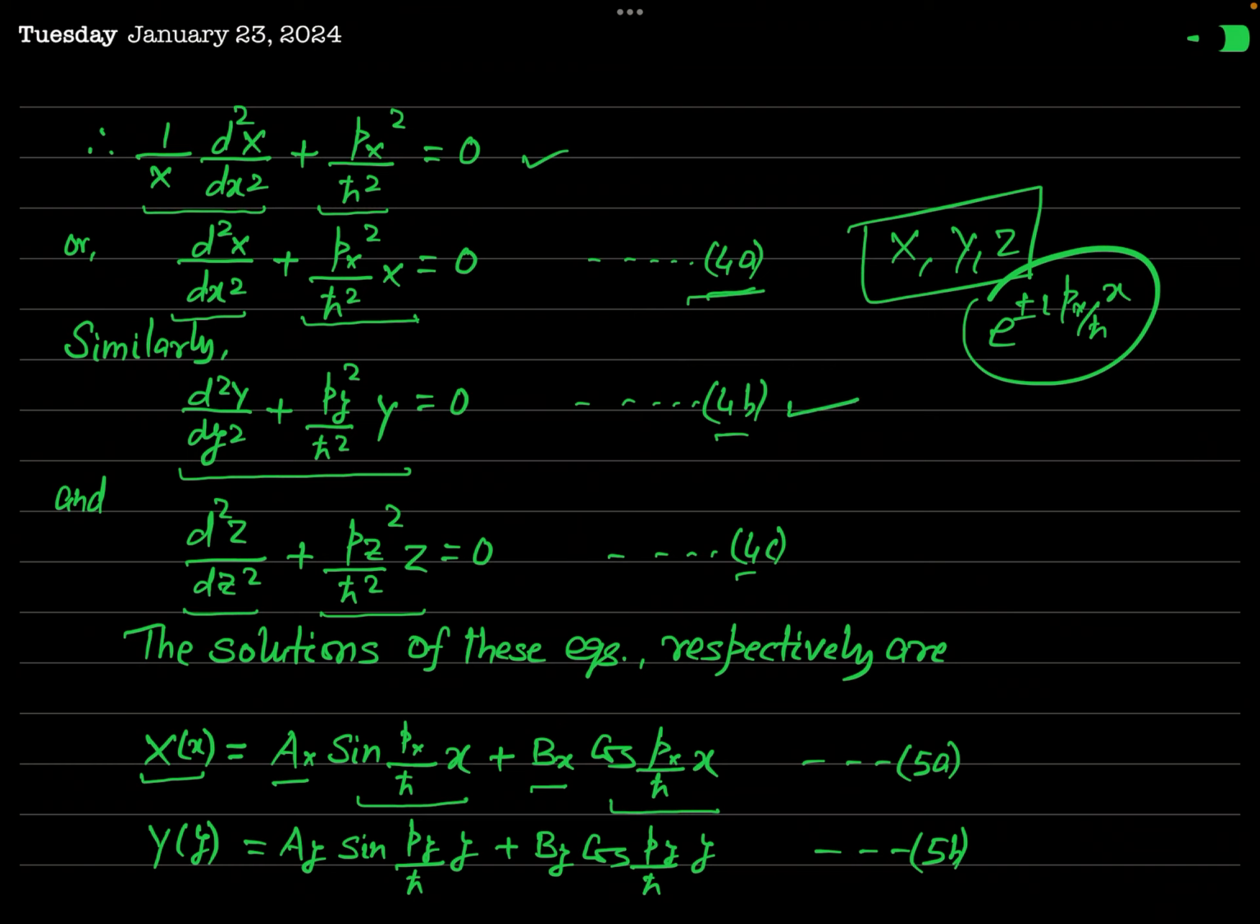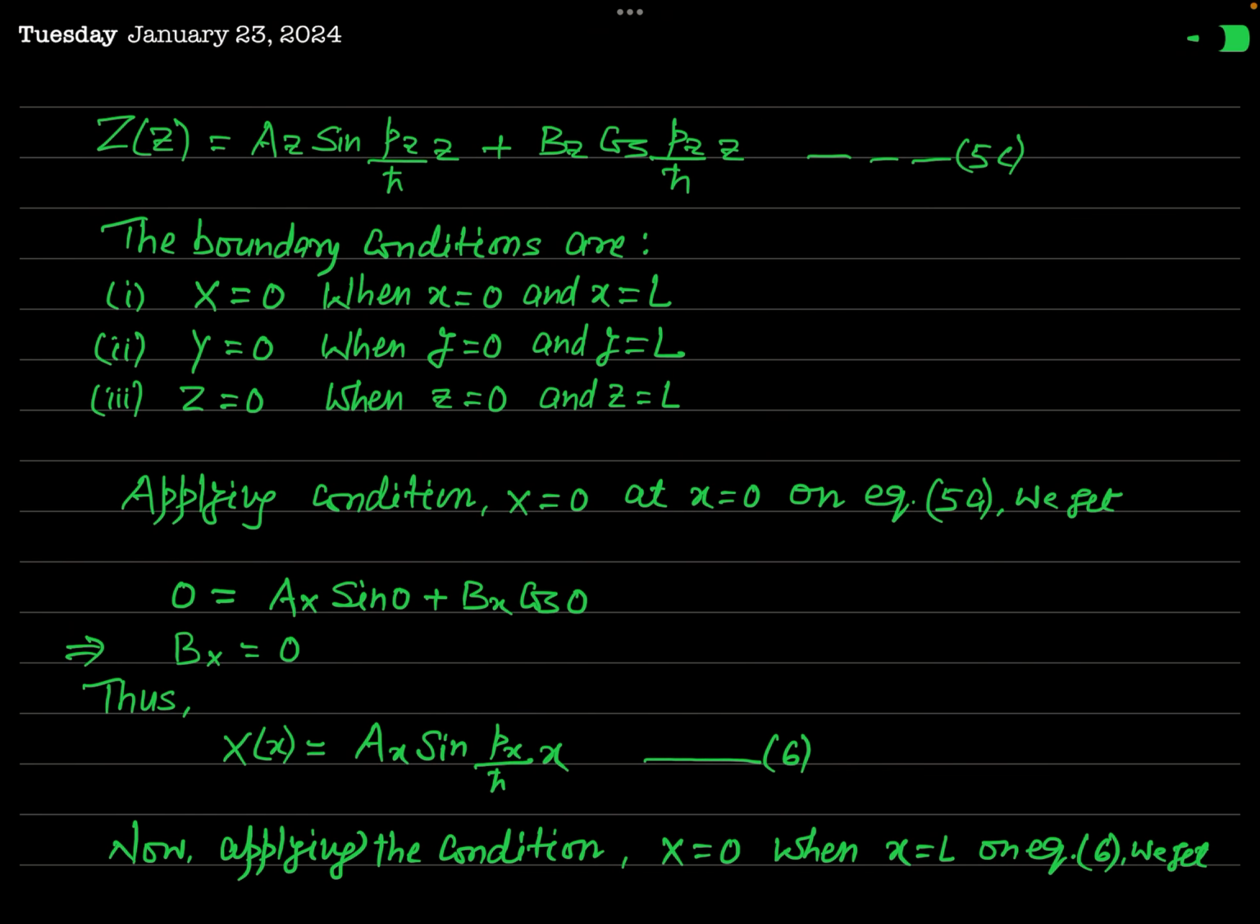Similarly, the solution of equation 4b can be written as Y of y equal to Ay sine py over h bar y plus By cos py over h bar y. And the solution of equation 4c, in a similar manner, you can write Z of z equal to Az times sine pz over h bar z plus Bz times cos pz over h bar z. Here, these Ax, Ay, Az, Bx, By, Bz all are arbitrary constants.